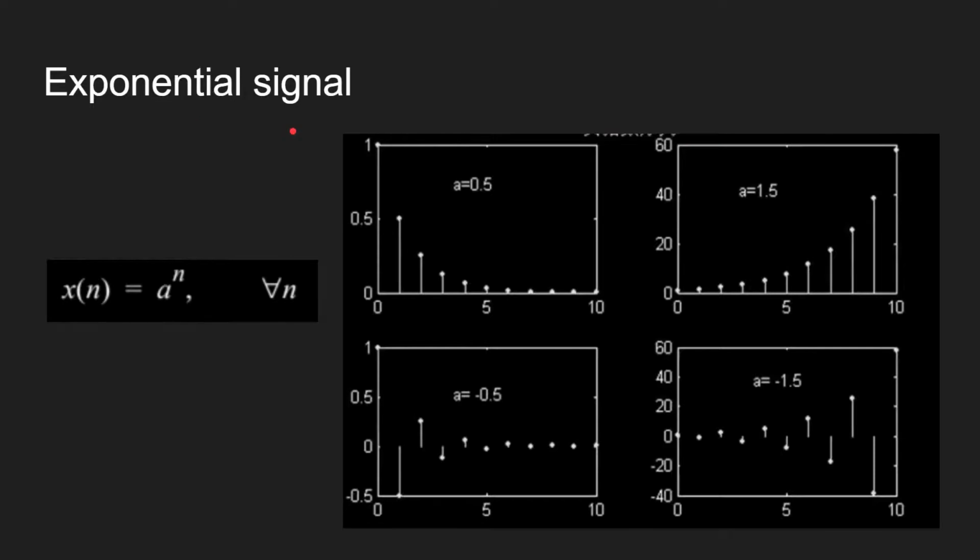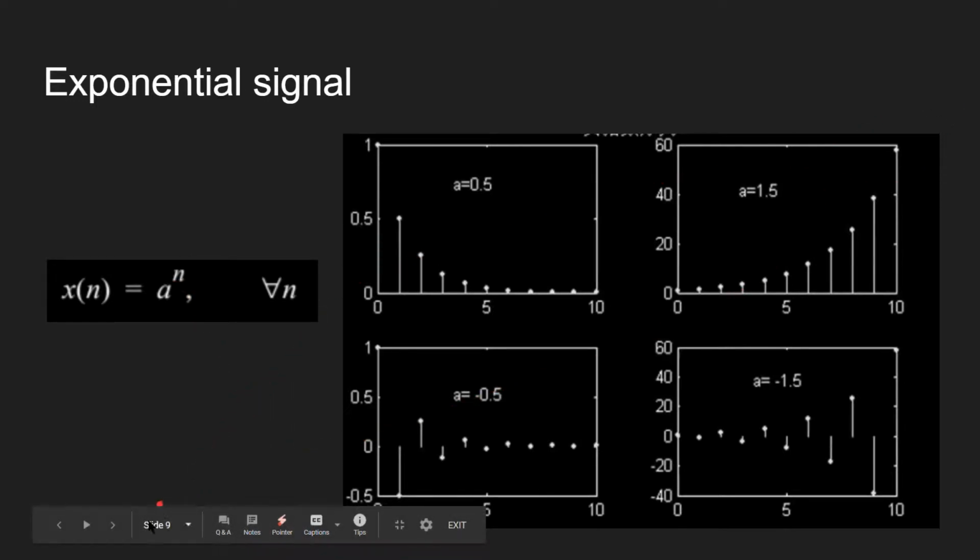So for exponential signals, x of n is equal to a power n for all n. Here a value need not be an integer. So the first case is 0.5. So for 0.5 power 0 you will get 1, 0.5 power 1 you will get 0.5, 0.5 power 2 you will get 0.25 and so on. However, for a number greater than 1, your graph will increase for a positive number greater than 1. However, if you look in the case of negative numbers, you will see that the graph alternates between positive and negative depending on the power of n.